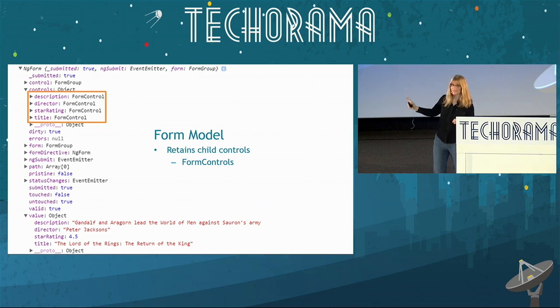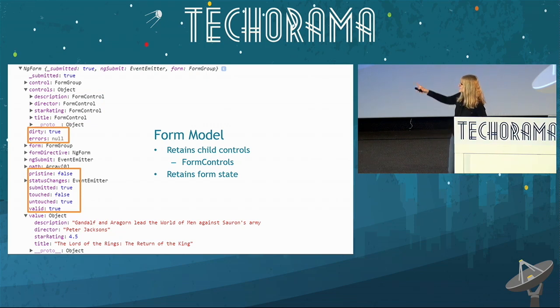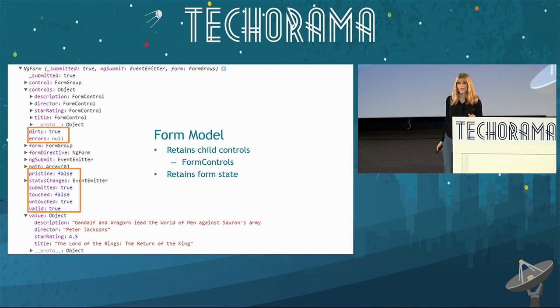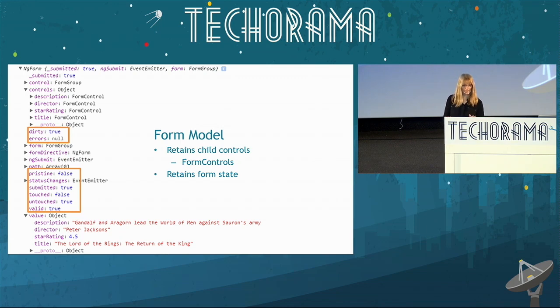If we drilled down into there, we will see that it also keeps track of the state of each of those. It also retains the form state. So here's our dirty, here's our errors collection, pristine, submitted, touched, untouched, and valid. Again, it's keeping track of all of this behind the scenes in memory for us. We don't really need to even know that this is here.